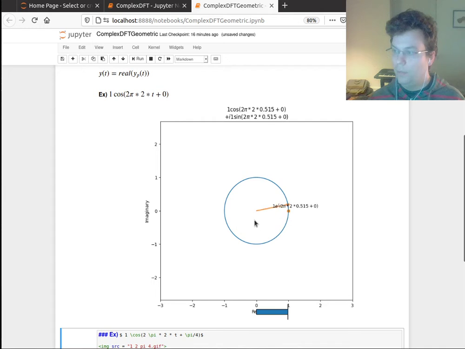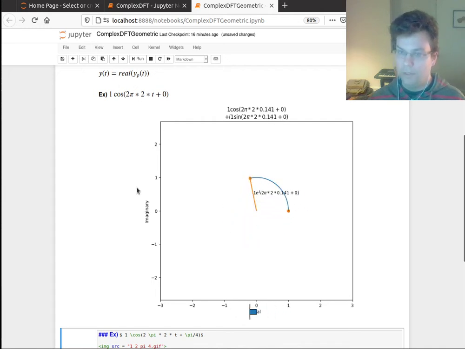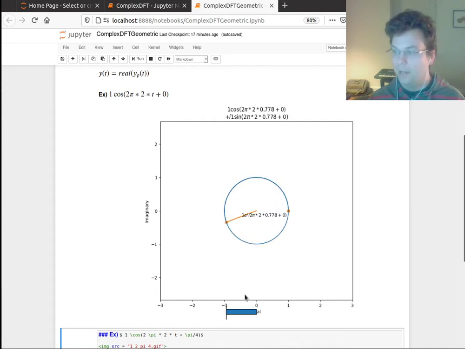Because my sinusoid that I'm actually representing with this is the real component, I can think of it as the shadow that this casts on the x-axis. So this is what my sinusoid is actually doing here.